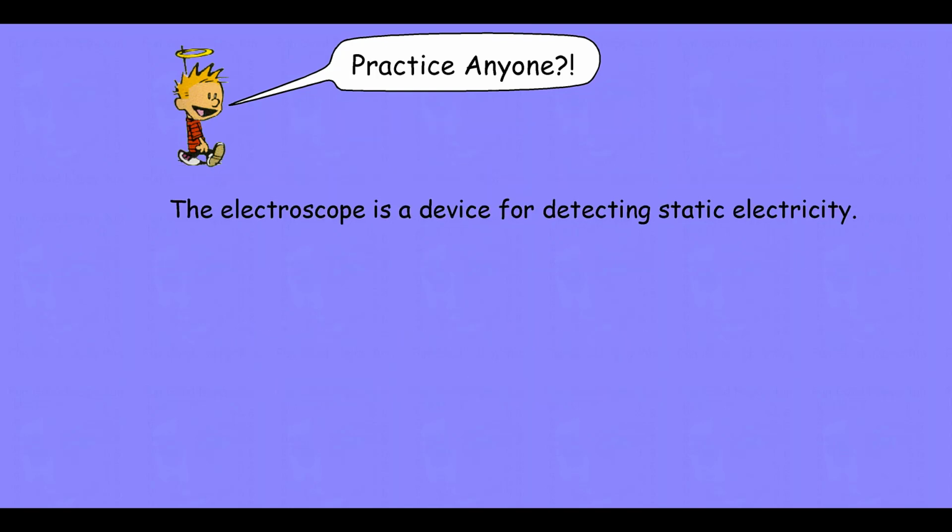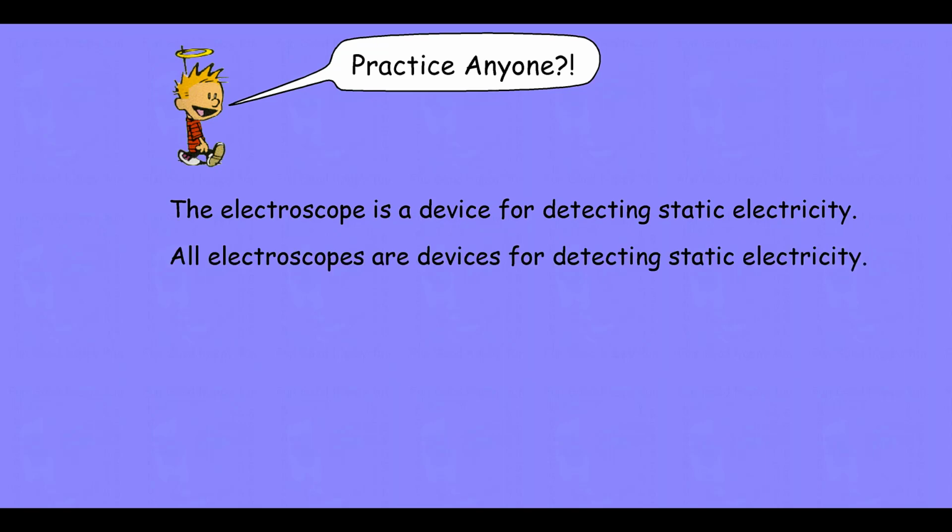Let's try another. "The electroscope is a device for detecting static electricity." Here we need a quantifier. We have to have "are" for our standard form copula. All electroscopes are devices for detecting static electricity.